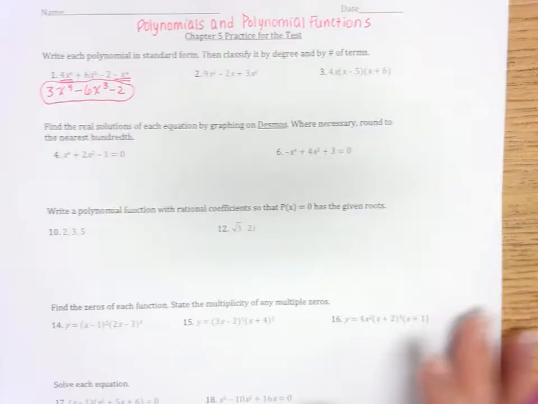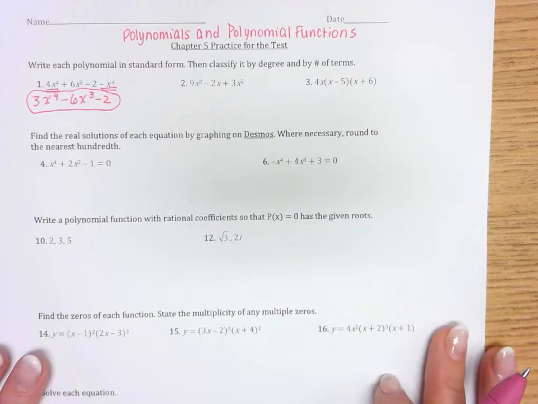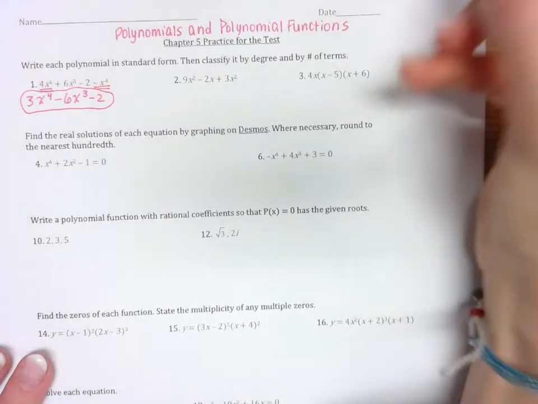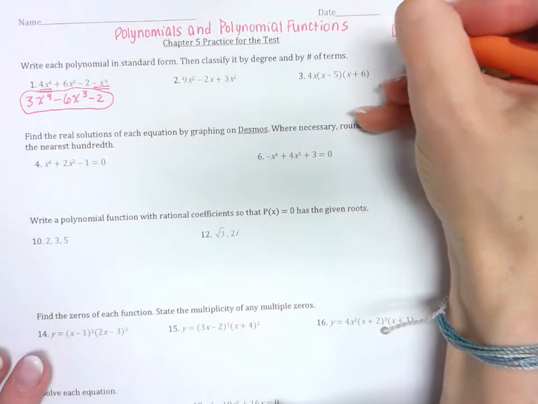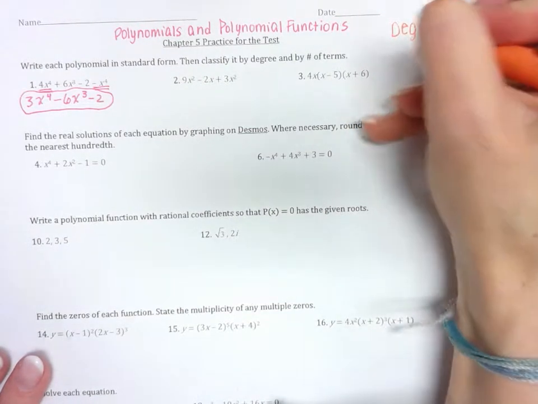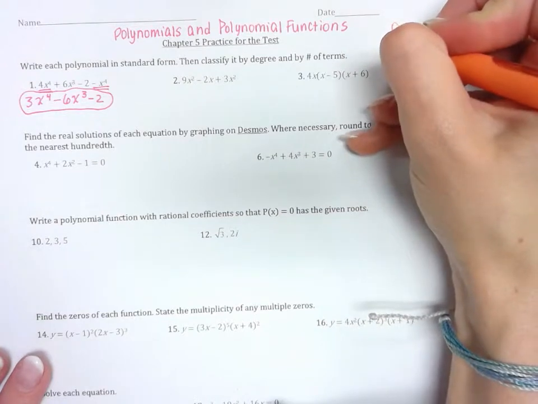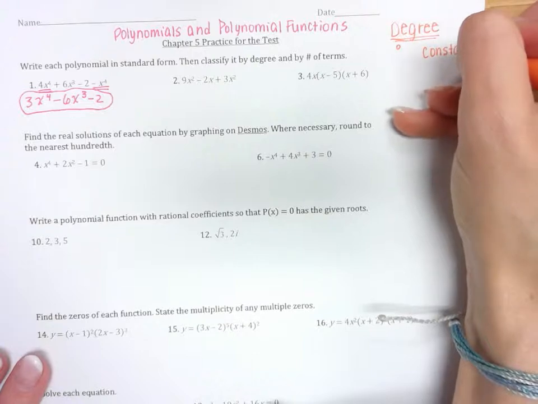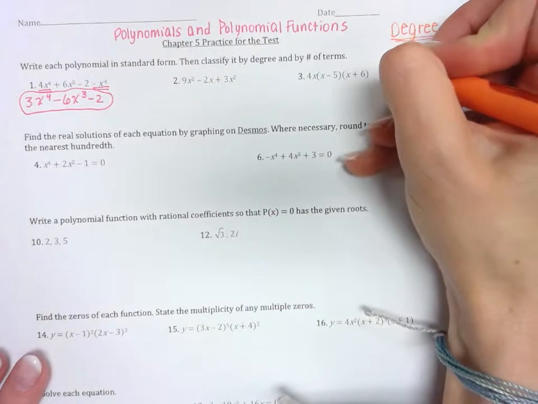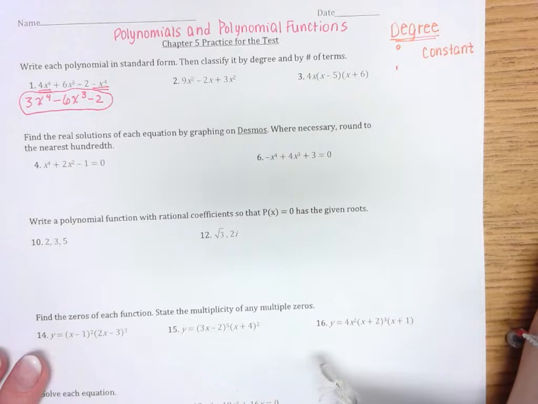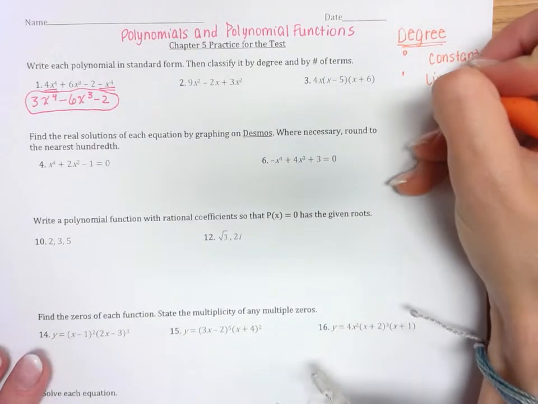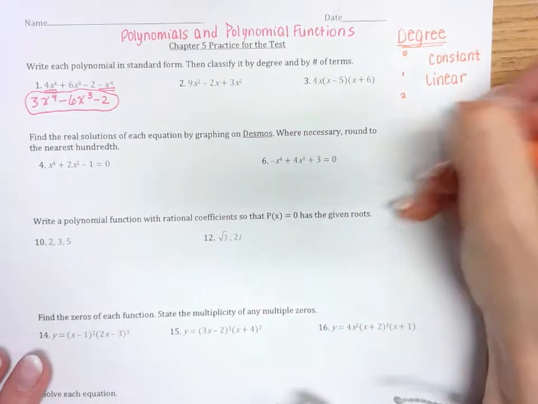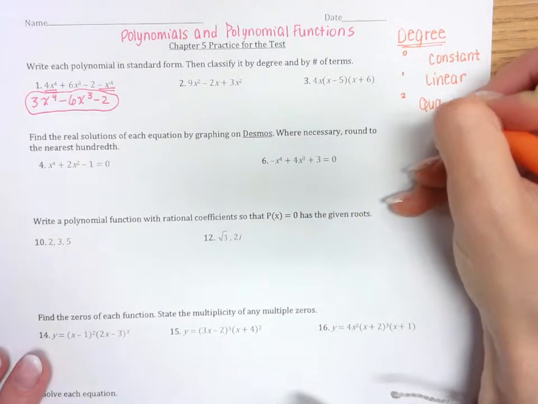Do you know all the classification names? Okay, degree and terms. So let's write this down. If you have to make yourself a flashcard, if you have to make yourself a study guide, this might be the time to do it. Degree. If your degree is a little 0, that means you're dealing with a constant because you probably don't have the 0 written out. If your degree is a little 1, again, you probably don't have it written. That means you're dealing with a linear. It's just plain x. If your degree is a little 2, that is a quadratic.